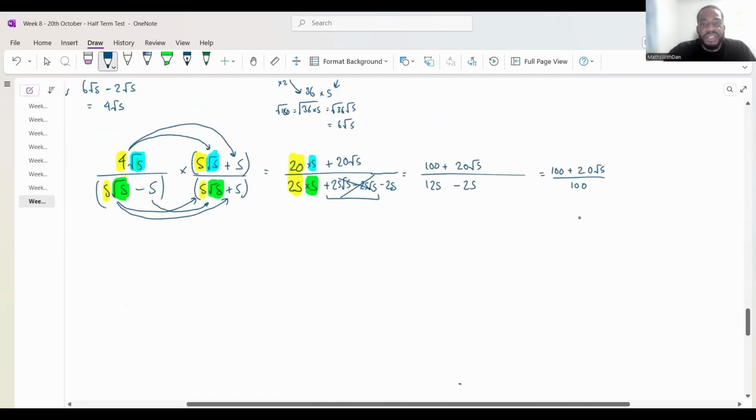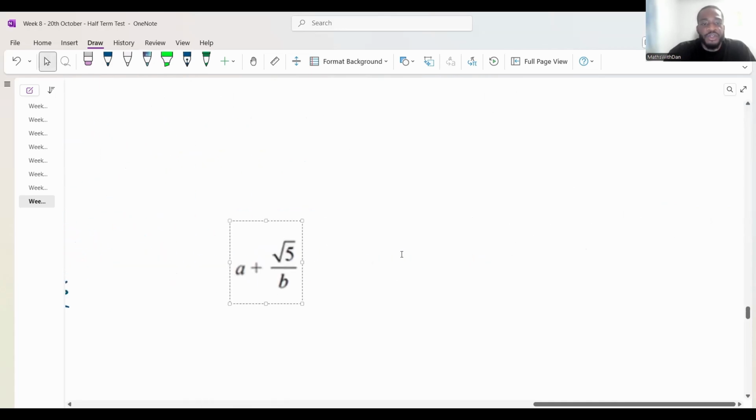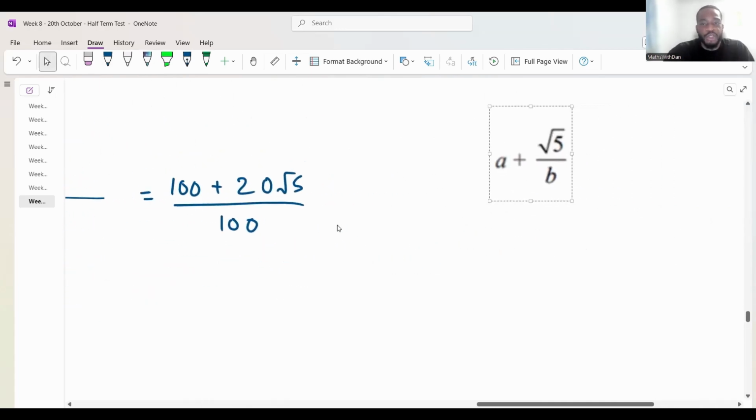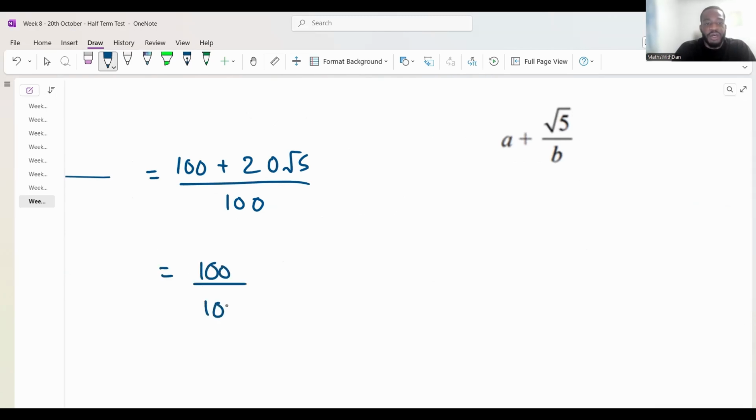Now let's look at the form that they wanted it in. They wanted it like that. They wanted A plus root 5 over B. So we have one fraction. They've got a term and a fraction. Well, how does that happen? What do we do from here? Yeah, we have to separate this. Remember, we have the same denominator. We've got a sum on the top. We can split it like this. Do you guys agree? 100 over 100 plus 20 root 5 divided by 100.